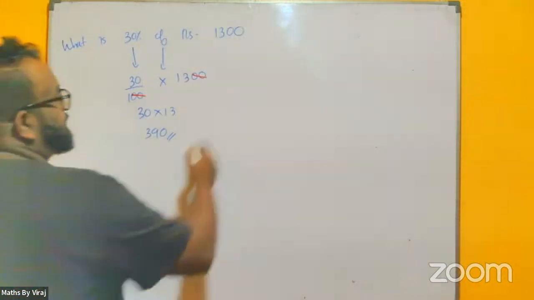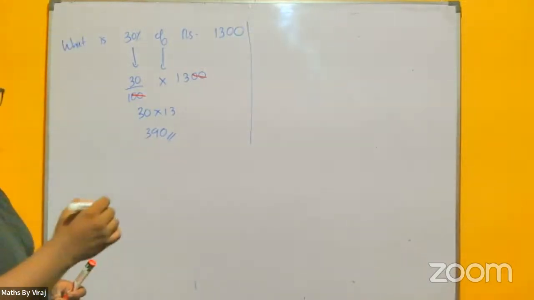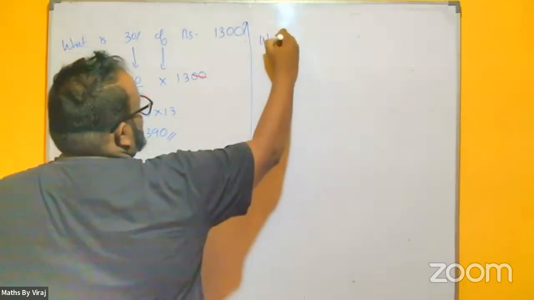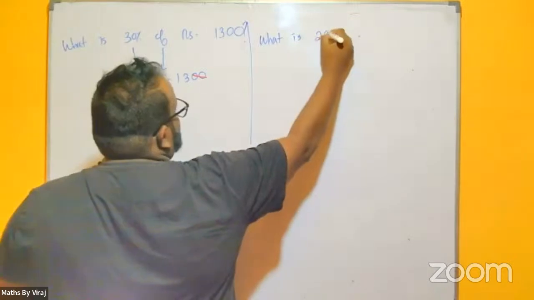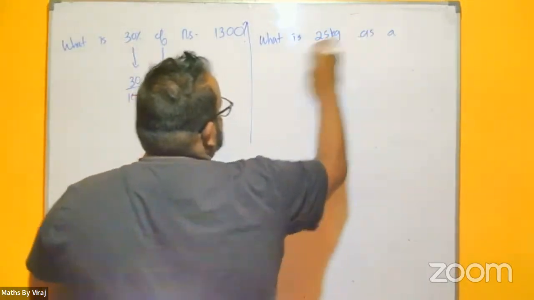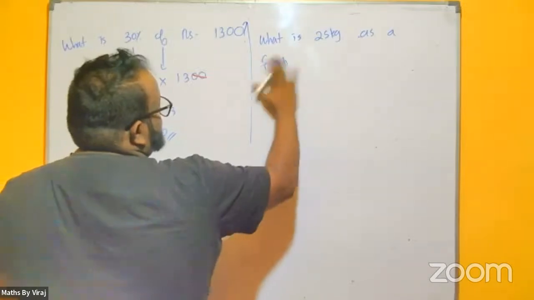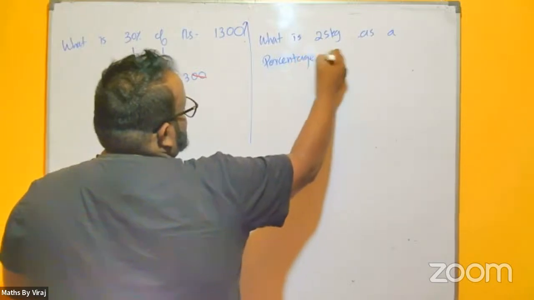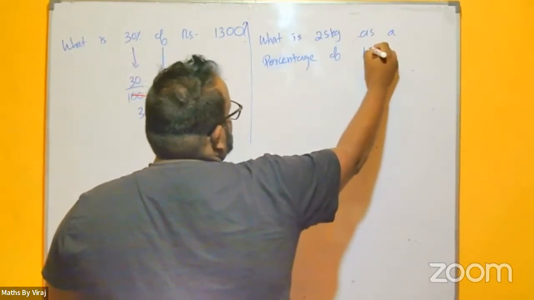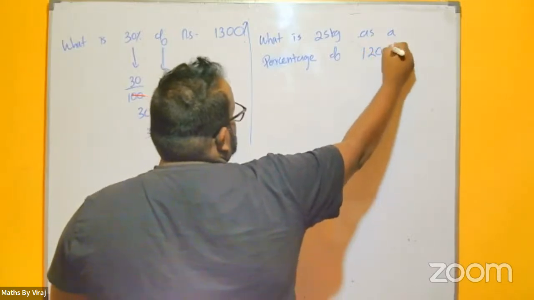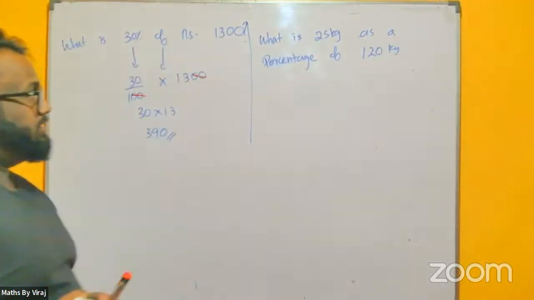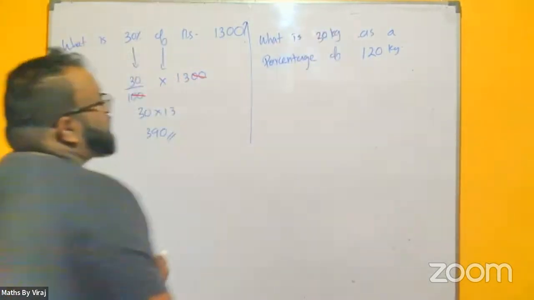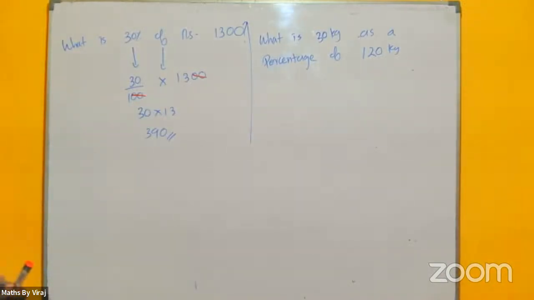Again, 30% of 1300 is 390. Furthermore, let's see whether we can write something else. What is 25 kilograms as a percentage of 120 kilograms? Make this as 30. What is 30 kilograms as a percentage of 120?